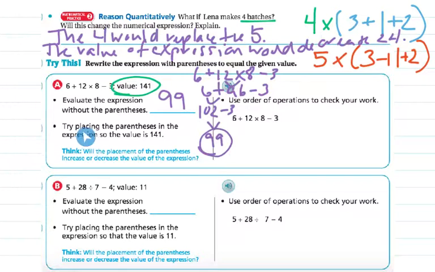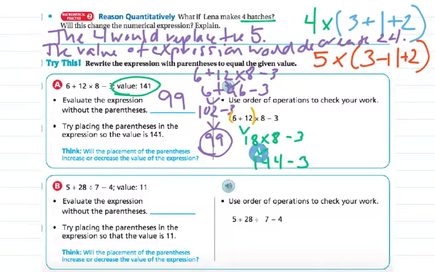Now it's telling us to try to place the parentheses in the expression so that the value is 141, which is higher than what we had. So it says think, will the placement of the parentheses increase or decrease the value of the expression? So students, what you'll see is that I put the parentheses around the 6 plus the 12 because I wanted to increase the value of my expression. So I got 18 times 8 minus 3.